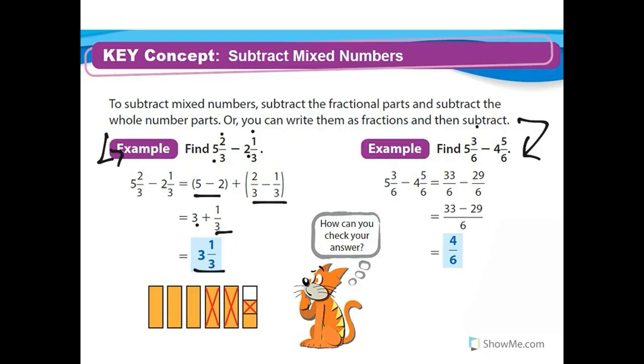Now, we can't do 3 minus 5, can we? So in a sense, we need to borrow. But in order to do that, what we can do is just do 6 times 5 plus 3. 6 times 5 is 30 plus 3 is 33, so 33 over 6. 6 times 4 is 24. 24 plus 5 is 29, so we do 33 minus 29, which is 4 over 6. And of course, we can divide them both by 2 and get 2/3.